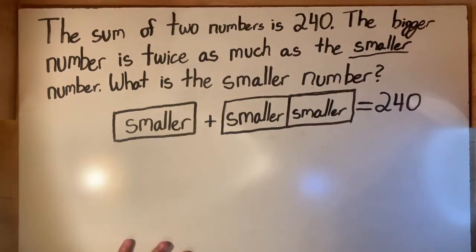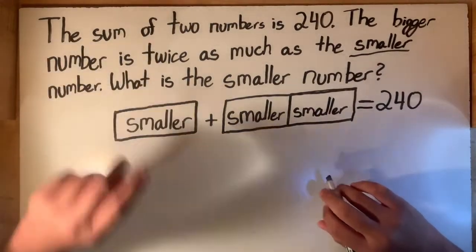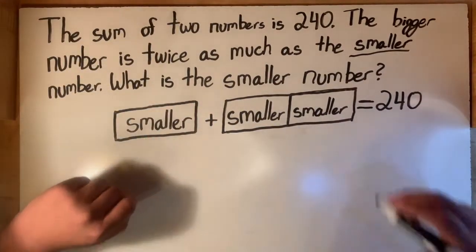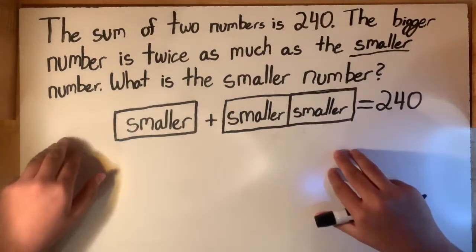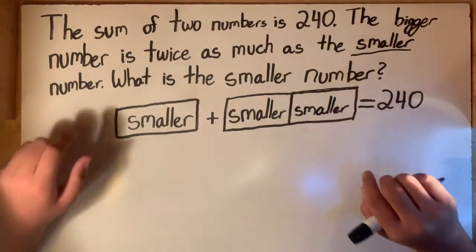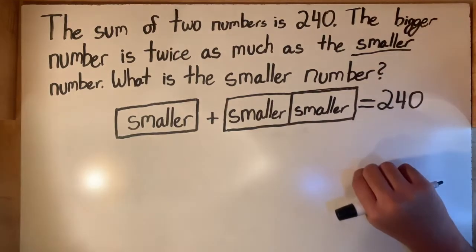So our problem for today is: the sum of two numbers is 240. The bigger number is twice as much as the smaller number. What is the smaller number?